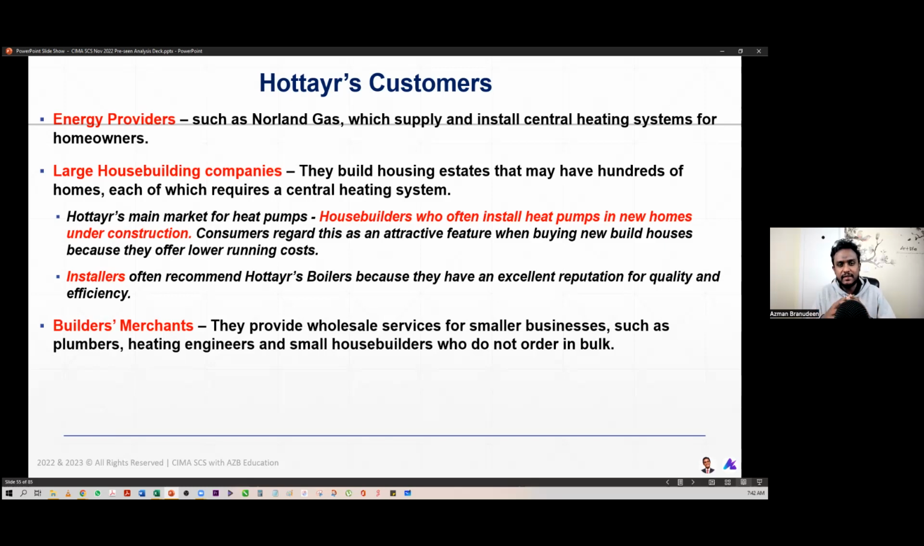Basically companies like Nolan Gas, which supply and install central heating systems for homeowners or apartment owners, the residential market, right? Companies that manufacture and install central heating systems. Two, large house building companies. Basically, these are like large zones which have identical houses built continuously.